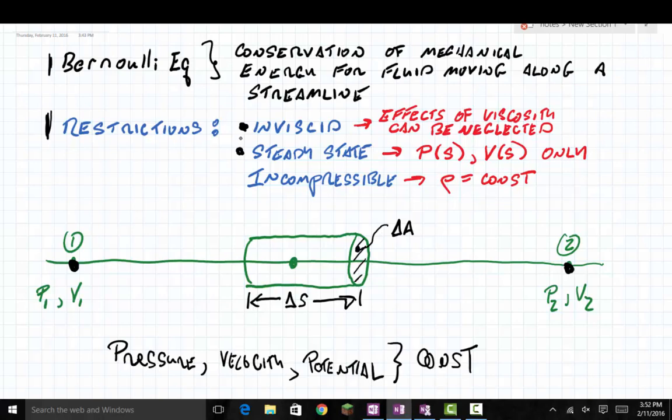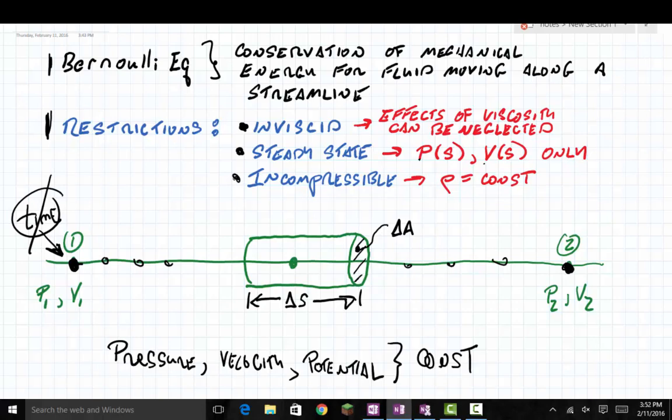The flow has to be steady state. So what we're saying here is that the pressure and the velocity will be functions of position along the streamline only. So as we move from one location to another along the streamline, we allow for the fact that the pressure and velocity can vary. But as long as we keep our eye at one location on the streamline, the quantities P1 and V1 will not vary as a function of time. So time is not a variable.